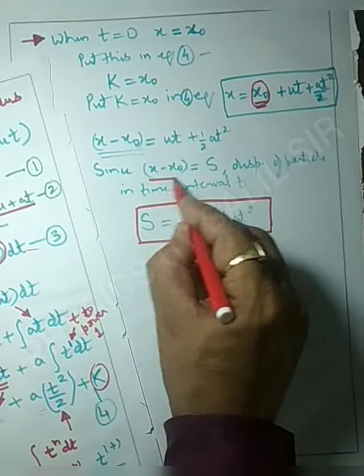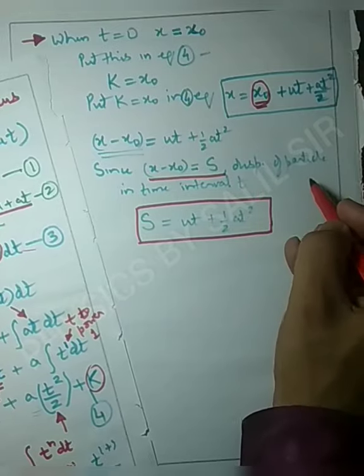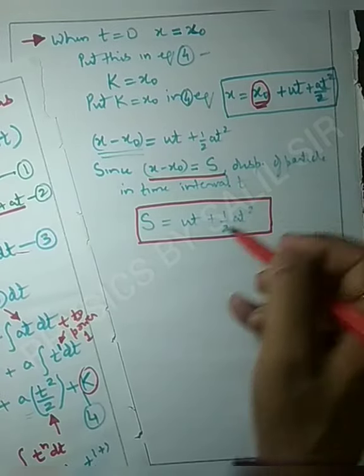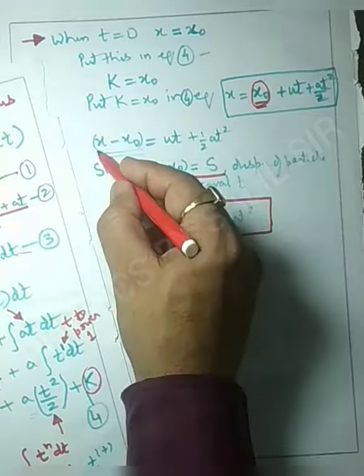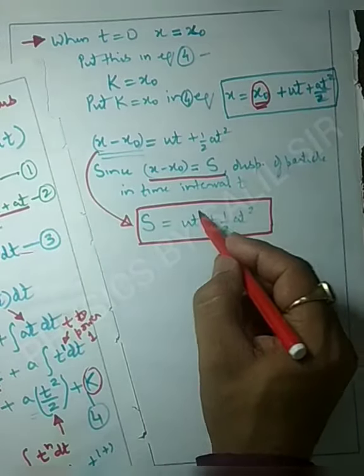And x minus x naught is equal to s, where s is the displacement of the particle in time interval t. So in place of this x minus x naught we will write s, and hence it is proved.